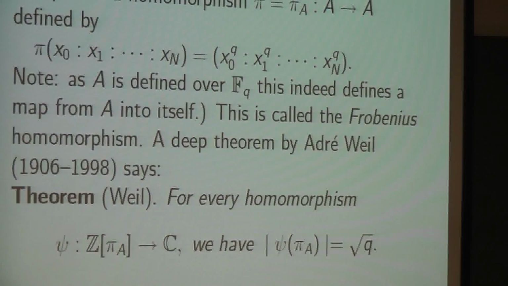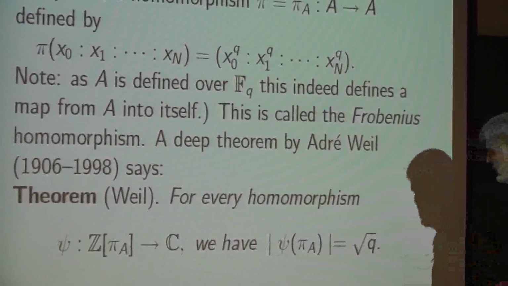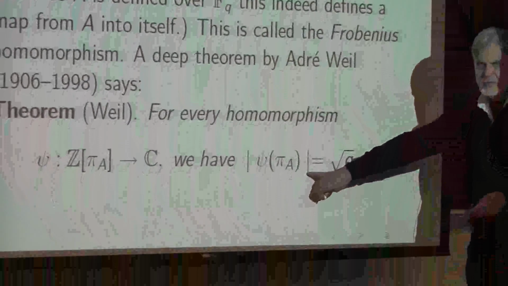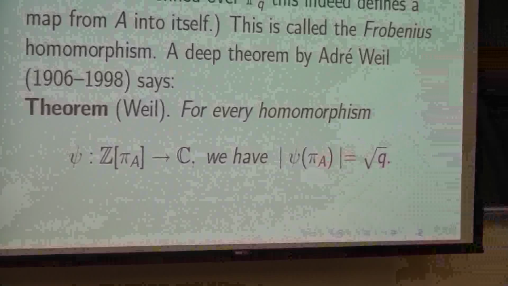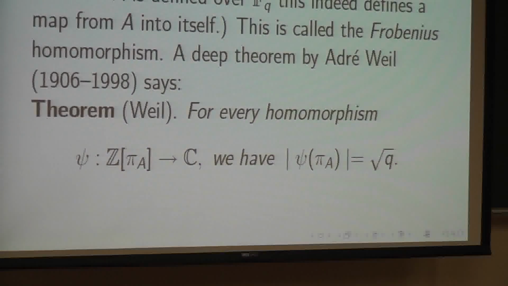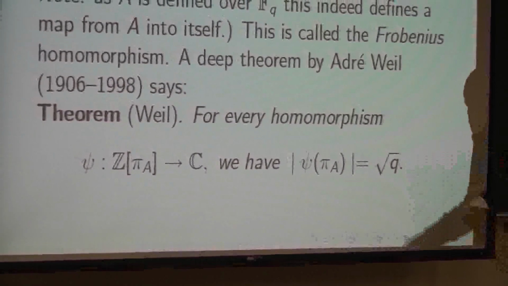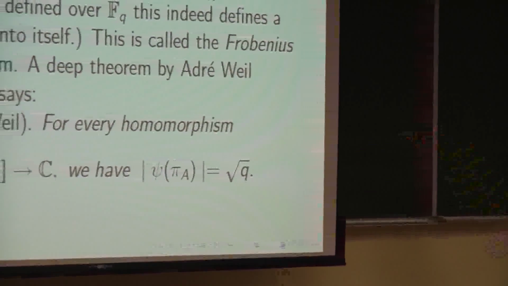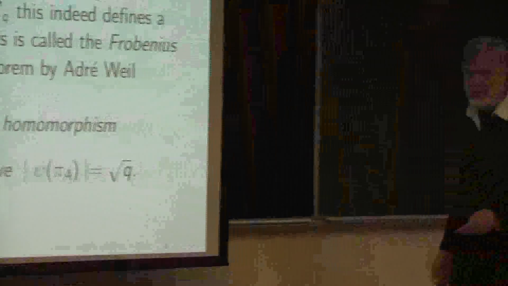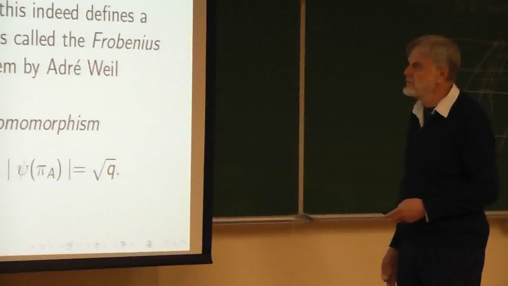And it was a beautiful idea of André Weil to compute the absolute value of the embedding of pi_A in the complex numbers. And actually, by an analog of the Lefschetz fixed point formula in characteristic p, he proved this, and this is one of the starting points of a lot of algebraic geometry.